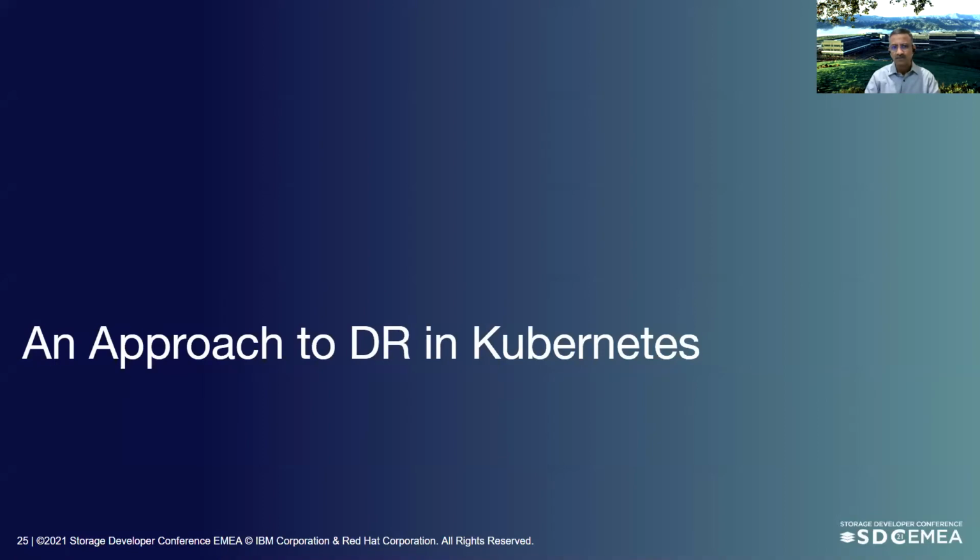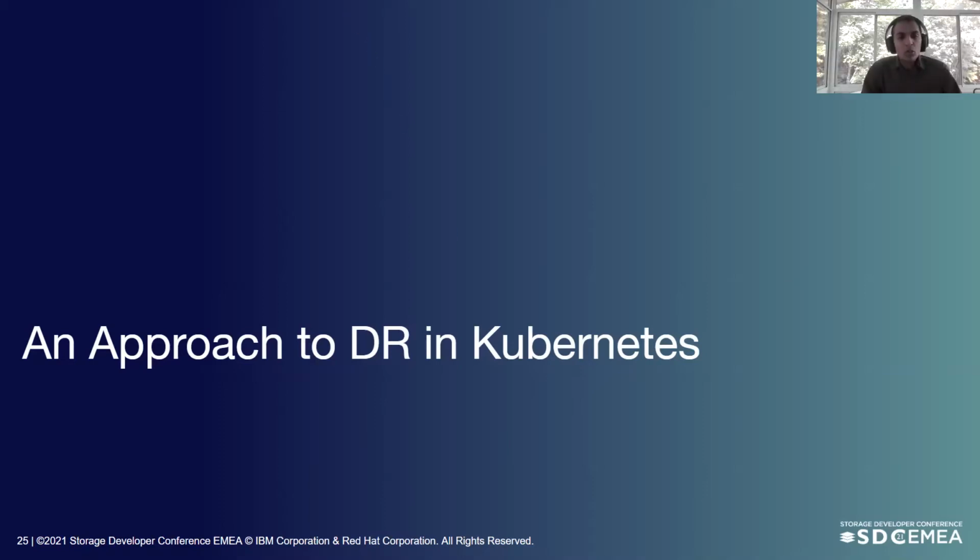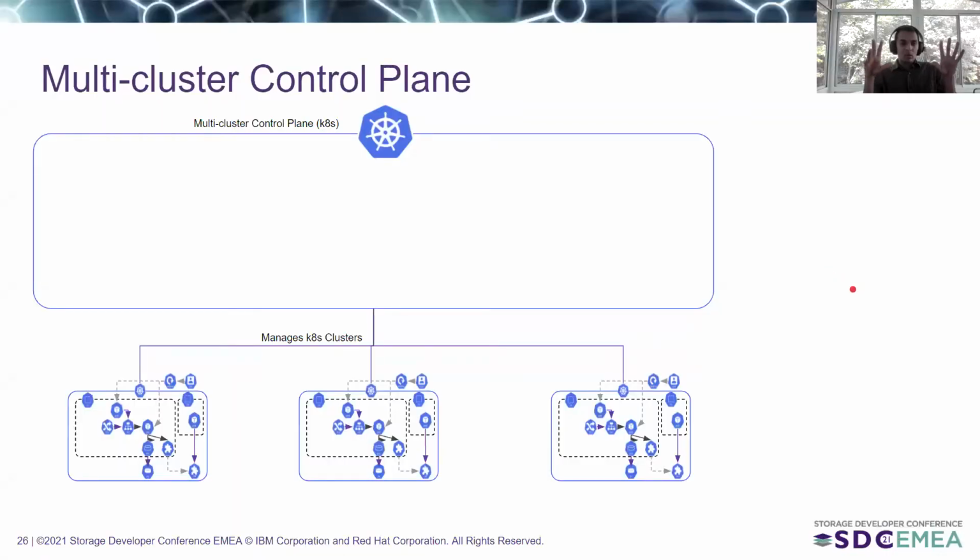Now Shyam is going to talk about our approach to DR that addresses these issues. Shyam? Thanks, Veera. So let's start with the biggest gap that we had, which was in the cross-cluster services. If you look at the next slide, what we propose is a multi-cluster control plane, which is essentially another Kubernetes cluster, but it in turn manages the DR peers, or not DR peers for that matter, the other Kubernetes clusters that are the DR peers.